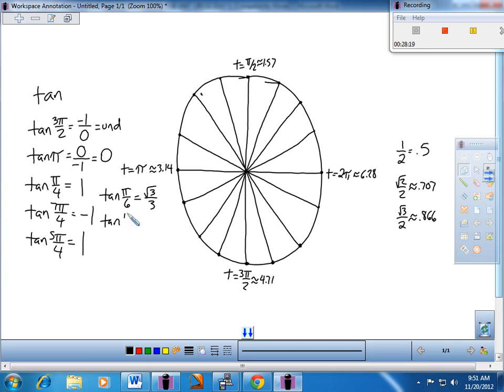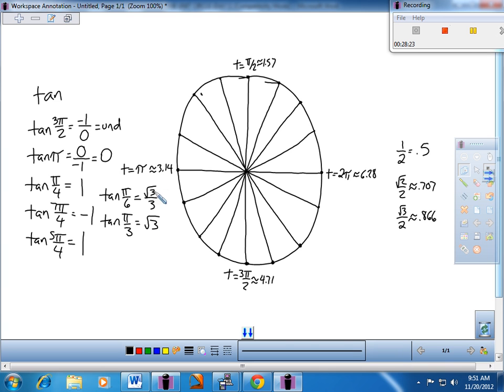Tangent of pi over 3 is just root 3. Now, I've got a very silly way to remember these, because I've seen students over the years confuse the two and switch the two. So here's just a simple way to remember it.